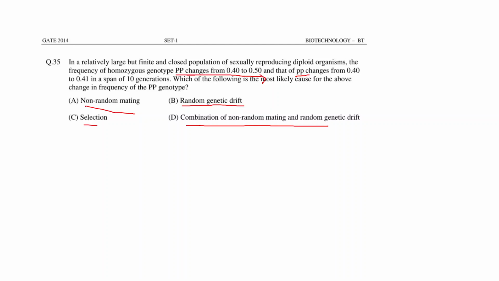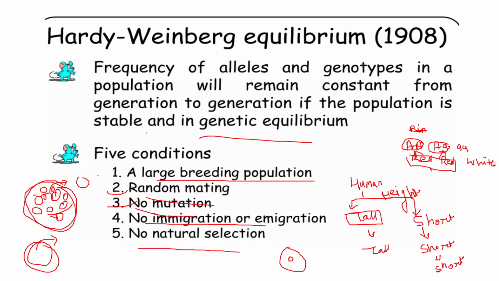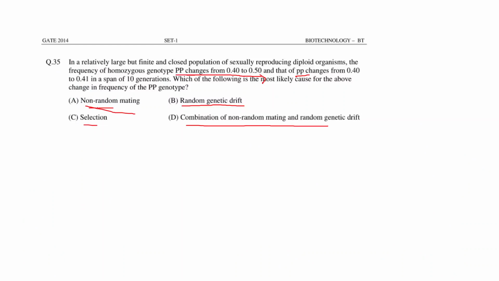So in non-random mating, non-random mating means there is a selection pressure. It means it is not randomly mating. A Hardy-Weinberg population will only be maintained when the mating is random. Here random mating should be there, but it is stating non-random mating. So if it is non-random mating, then a selection pressure will happen and it can change the genotypic frequency.